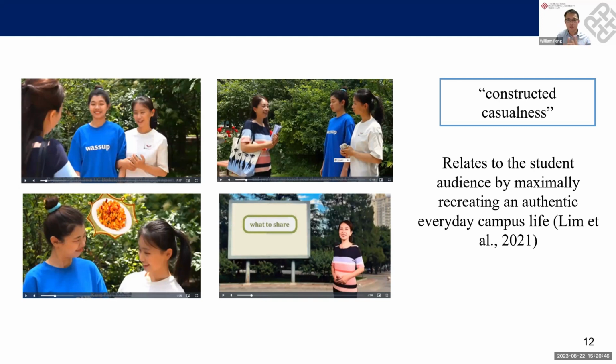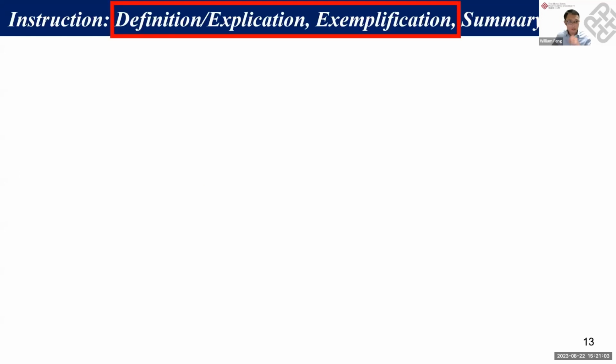Okay, and we can also say this constructs a kind of casualness. We can say it's just a teacher talking to the student on campus, right? And they are related to the student audience by maximally recreating an authentic everyday campus life. Right. So that is these two kinds of leading moves, right? Starting from theory and just explaining it without really contextualizing the knowledge, versus most of the micro lectures, where we see how knowledge is situated in daily life. There's a setting and there's a problem, and the knowledge comes as a solution to the problem.